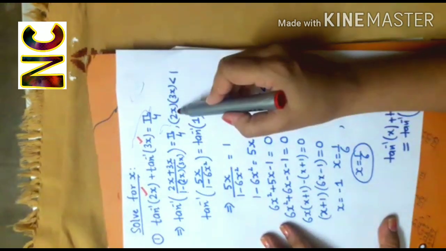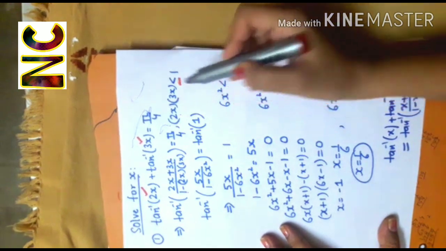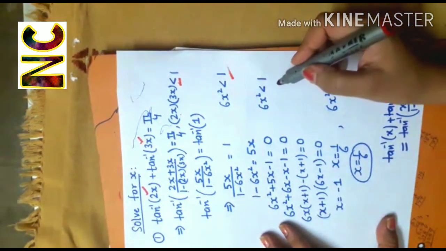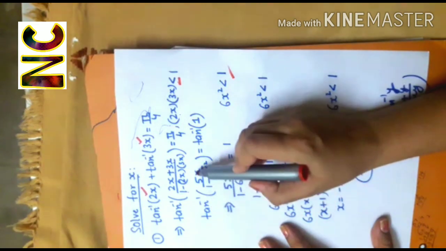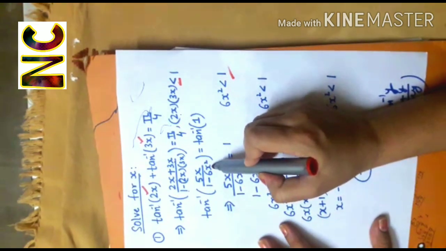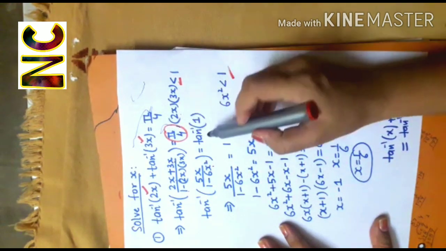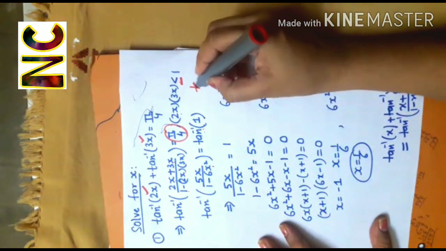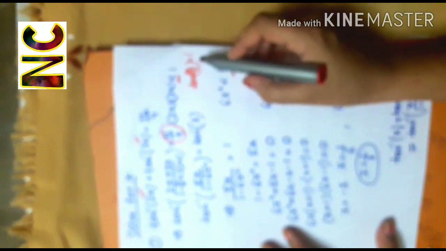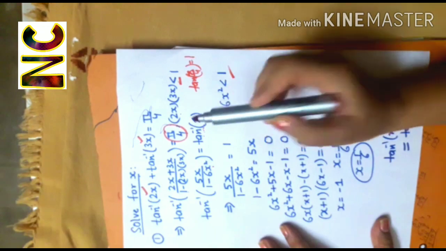And here we know that xy is less than 1. So 2x into 3x is less than 1, that is 6x square is less than 1. Now on simplification, I'll get tan inverse 5x over 1 minus 6x square. Now this pi by 4 can be written as tan inverse 1 because tan pi by 4 is equal to 1. So I can write this pi by 4 as tan inverse 1.